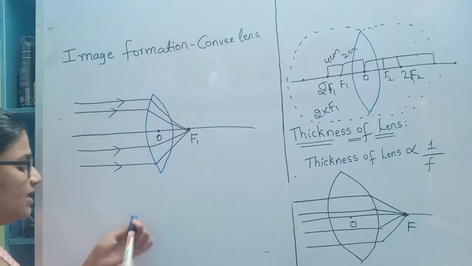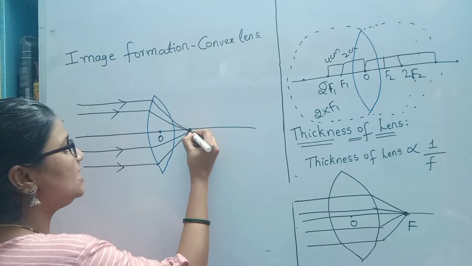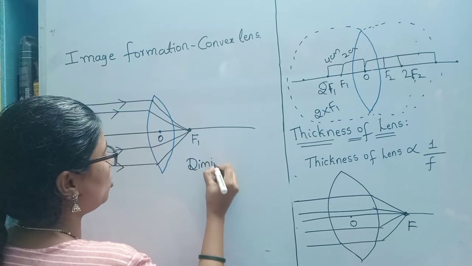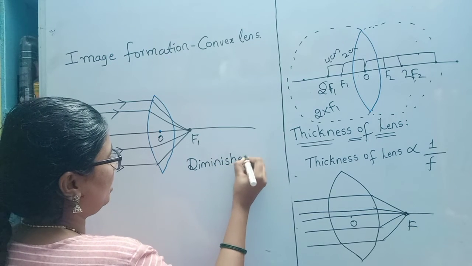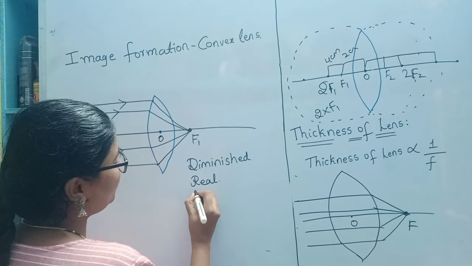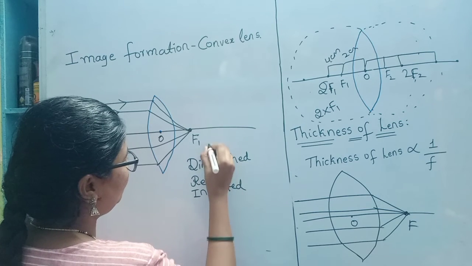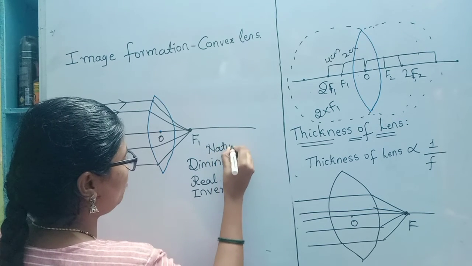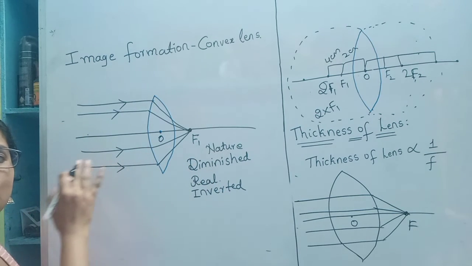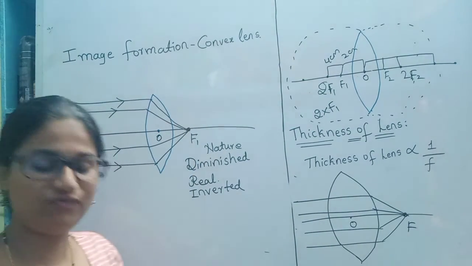Now, whatever image is formed at this point will be diminished. The nature of the image will be diminished or smaller in size, real, and inverted. So this is the nature of an image when the object is at an infinite position from the convex lens. The image is formed at F1, that is the principal focus.